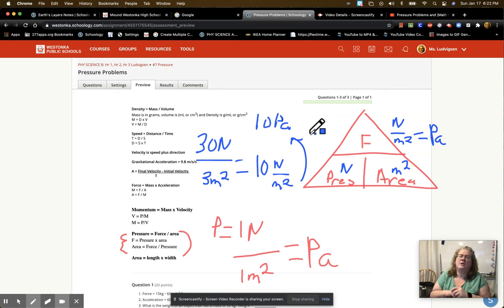So in review, pressure is force divided by area. The unit of pressure is called a Pascal.